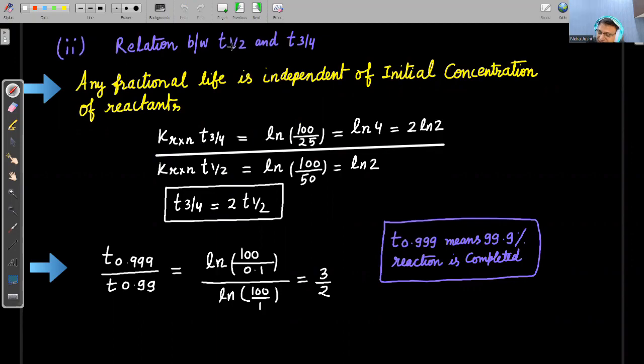हाफ लाइफ मींस आधी लाइफ कंप्लीट हो गई है, आधा कंज्यूम हो गया है, स्पेसिफिकली आधा कंज्यूम हो गया है. 3/4 मतलब 75% कंज्यूम हो गया है, राइट.